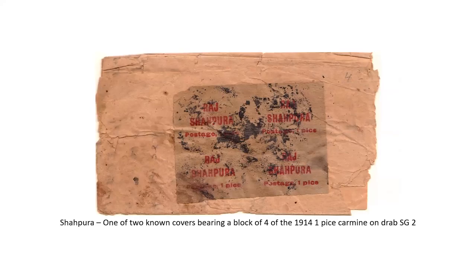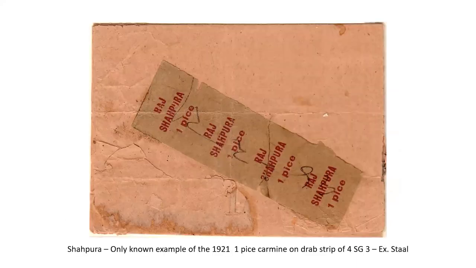And here we have a block of four of the same stamp as G2 cover. This cover is in really, really grubby shape, but unfortunately, this is all that exists. And here we have a strip of four of the SG4. This also is ex-Fritz Stahl. It's the only known example of the 1921 one pice carmine drab strip of four.